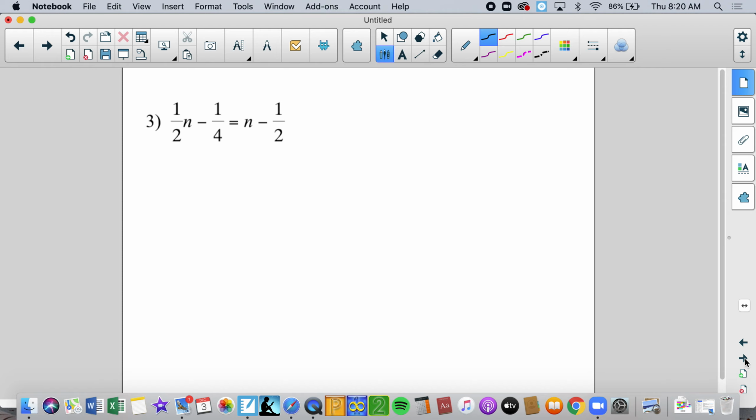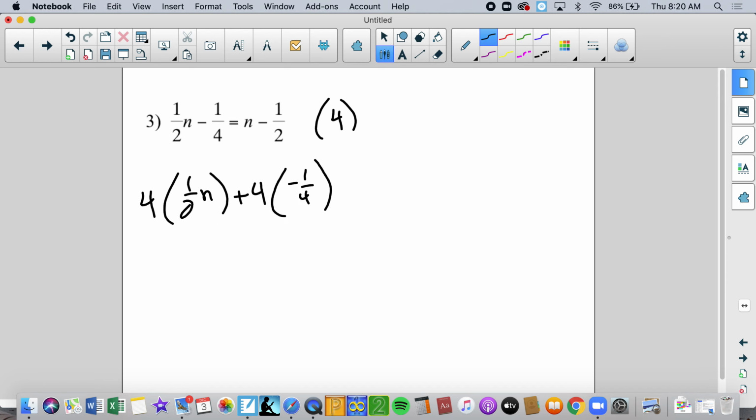Okay, denominators are 2, 4, and 2, so my LCM is 4. I'm going to multiply 4 times each of these pieces. Positive 4 times negative 1/4. Again, remember, make sure that that negative stays with the 1/4, not the 4. 4 times n plus 4 times negative 1/2. We're going to cross cancel. 2 times 1n gives me 2n.